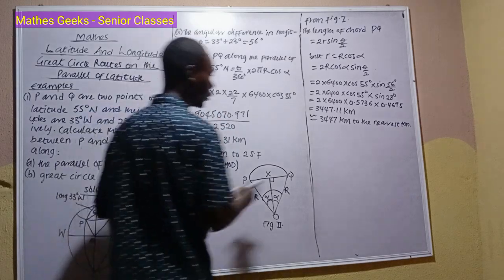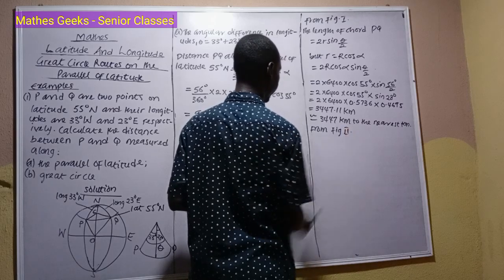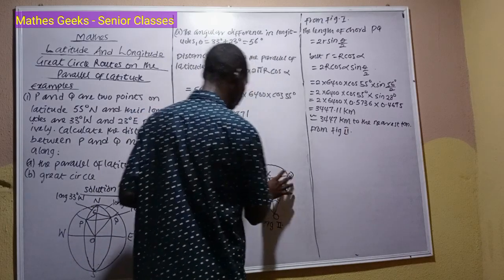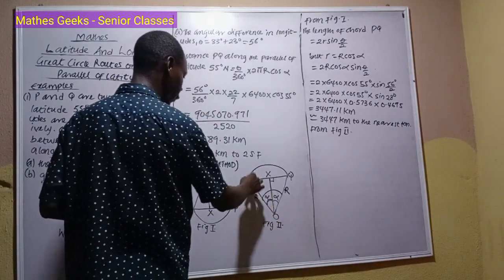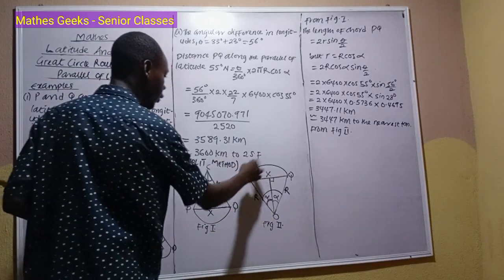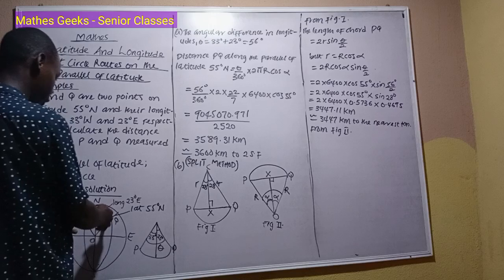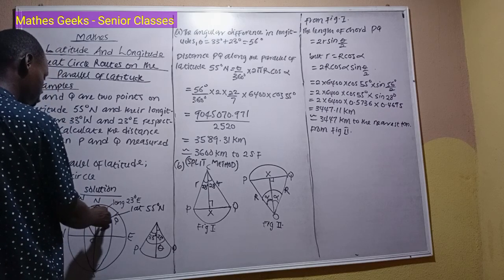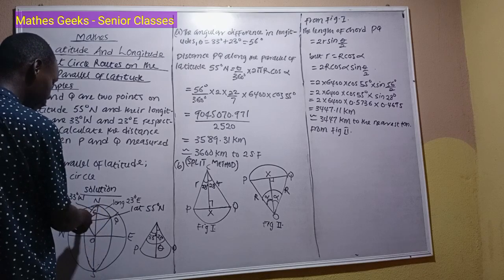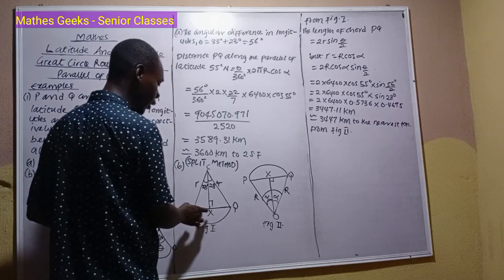So from figure 2, we need to get this angle, because now we want the value of arc PQ, which is the great circle distance between P and Q. The great circle is measured from the equator, and we are getting the great circle distance from the parallel of latitude. So it's related to arc PQ from the small circle. From the small circle, we've already gotten the length of the chord.